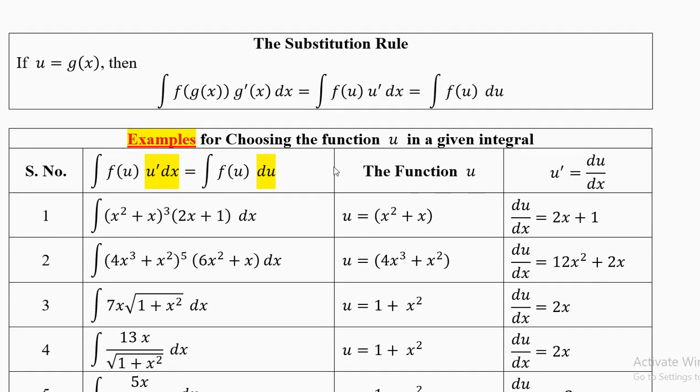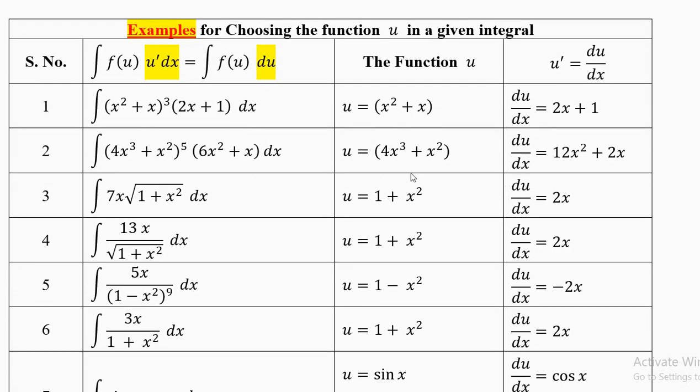Now, today we'll learn how to do the substitution rule. U equal to g of x, f of g, g prime. Instead of writing g of x, we are going to write u. f of u prime dx is equal to f of u du. Now, these are examples. These are not rules. You have to look at these examples and understand.